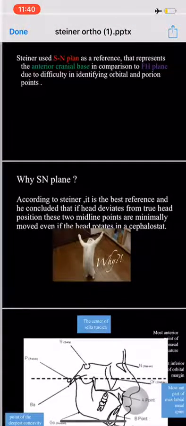Steiner used the SN plane as a reference that represents the anterior cranial base. Its comparison to the FH plane, which is the Frankfurt horizontal, due to the difficulty in identifying orbitale and porion points.